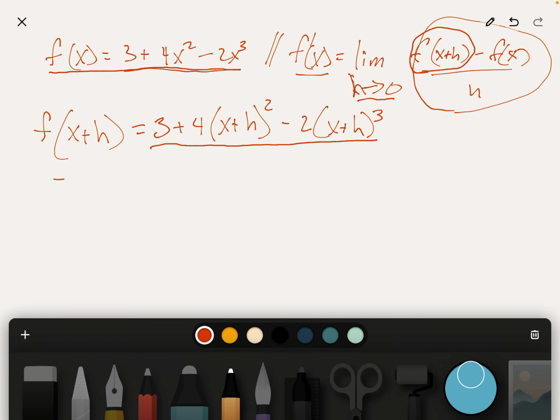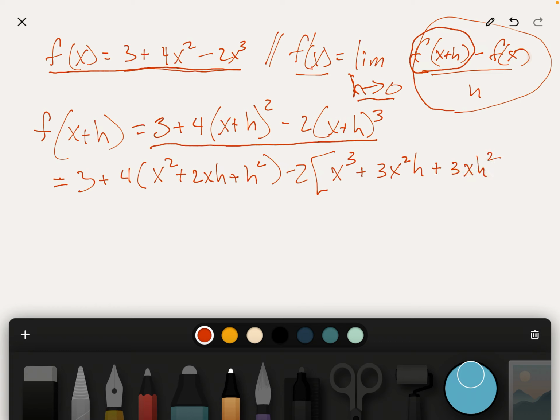So now I'm going to move the equal sign over here so we have enough room. We have 3 plus 4 times x squared plus 2xh plus h squared minus 2 times x cubed plus 3x squared h plus 3xh squared plus h cubed. So just plugging in and plodding along. Let me just write down the next line without talking. So it's this.